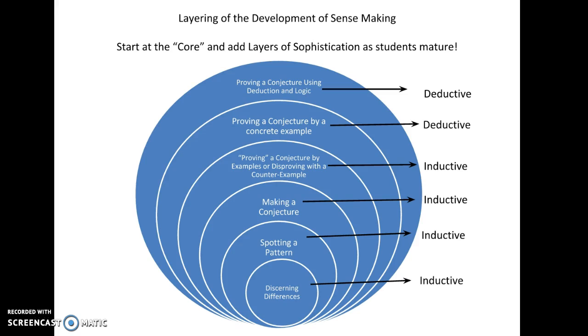Then the next layer is what we call proving a conjecture by a concrete example. And there'll be more details on that later. And then beyond that is proving a conjecture using deduction and logic. And that's that formal proof that you learned in geometry. You don't have to use a T-chart, and we're not going to use that in this class. But there are ways to write formal proofs where you're essentially saying, hey, I know this is true for all instances.